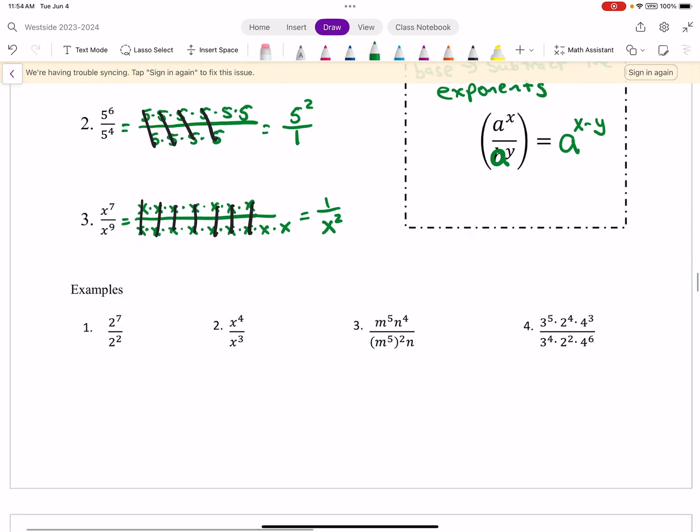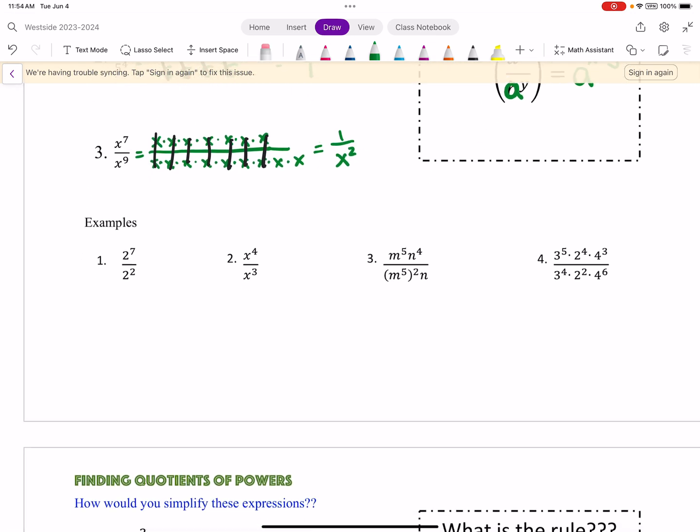So if we look at example 1, here they are the same base of 2. So this would become 2 to the 7 minus 2, which is 2 to the 5th. Go ahead and go with the x to the 4 minus 3, which is x to the 1st. And typically we don't write an exponent of 1, so that would just be x.